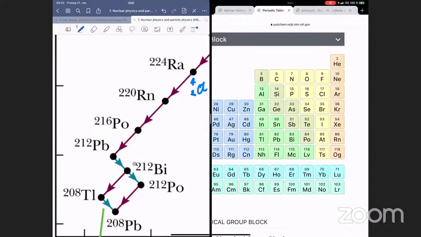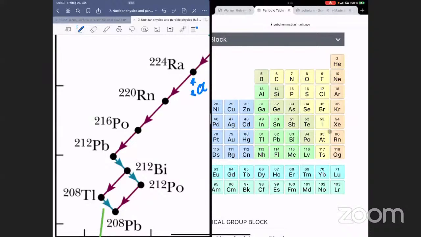Bismuth 83 has still the same number of nucleons, 212. This bismuth has two ways to go. The first way is they emit the alpha particle. This reduces the number of nucleons by 4. 212 becomes now 208, and 2 protons are discarded, thrown away as the alpha particle.